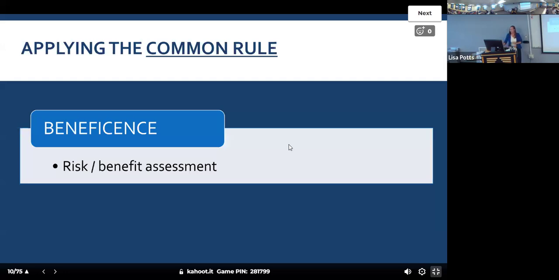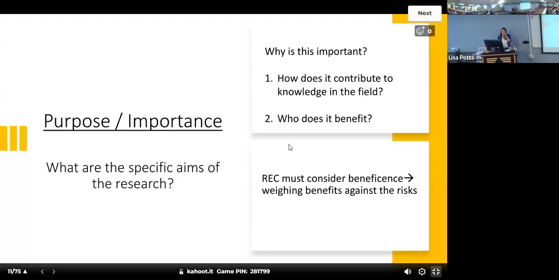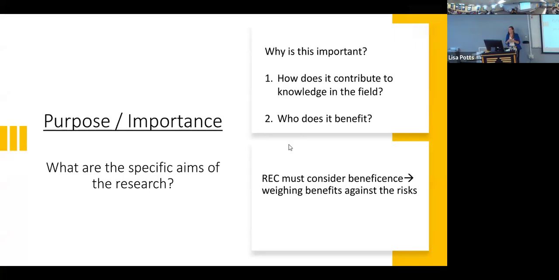All right, so applying this. Applying beneficence, what does that mean? What are we looking at? This is essentially weighing the risks versus the benefits. And that's where one of the first parts of this worksheet that we developed is getting you to think about, why is this project important? Is it actually going to benefit someone other than I need to do this for my dissertation?